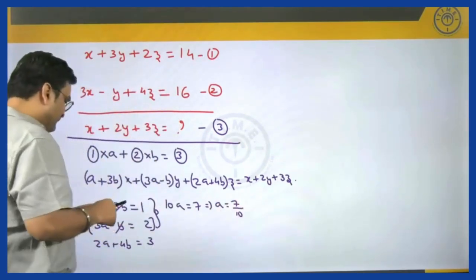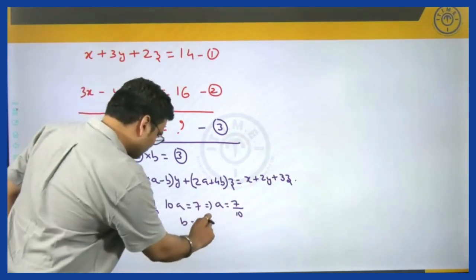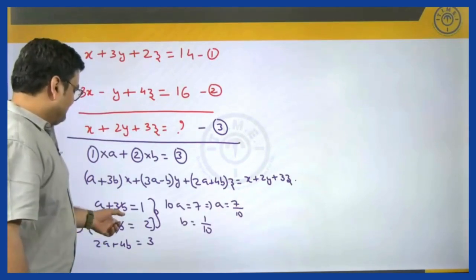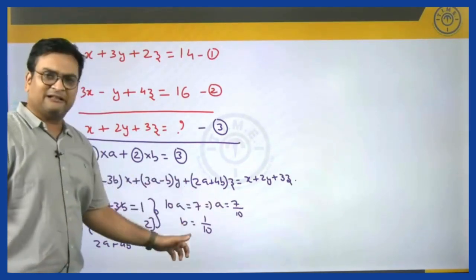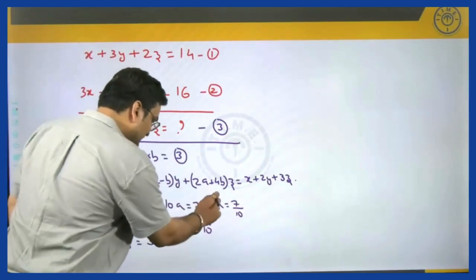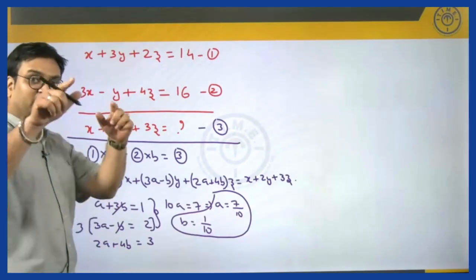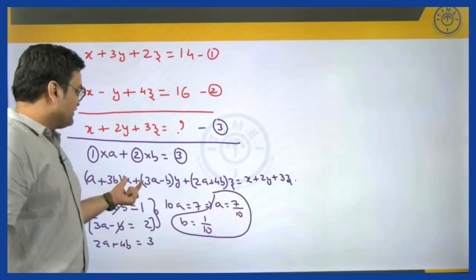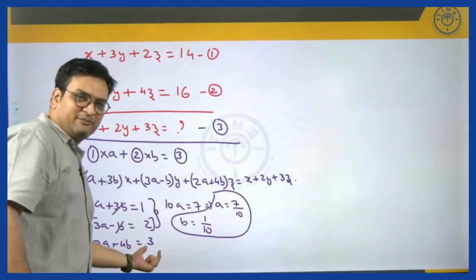Now when a is 7 by 10, please note what will be b? So b will be equal to 1 by 10 when you solve it. A is 7 by 10, b will be 1 by 10, you will get the values. Now what we need to do is, after we get the values of a and b, check whether these values of a and b satisfy the third equation or not. Because if the assumption is correct, then the coefficient of x should be equal to 1, the coefficient of y should be equal to 2, and the coefficient of z should be equal to 3.